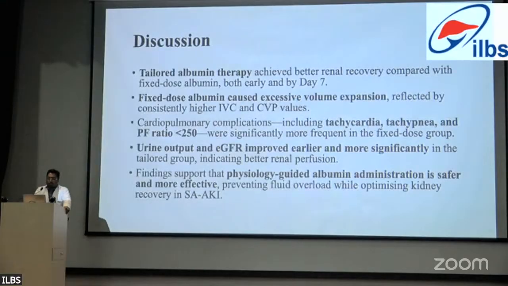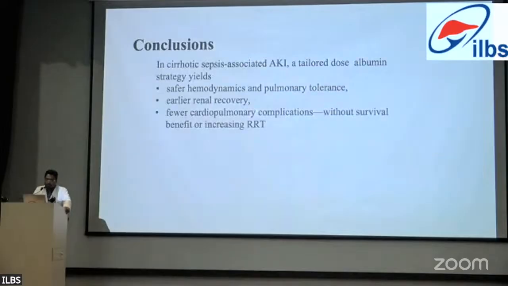So tailored albumin therapy achieves better renal recovery compared with the fixed dose. Fixed dose albumin causes excessive volume expansion, and cardiopulmonary complication is also more in the fixed dose albumin group, with the urine output and the eGFR improving earlier and more significantly. And this is the time to look for various protocols, because we are achieving similar and better results without cardiopulmonary dysfunction in the patients with the lower dose of albumin.